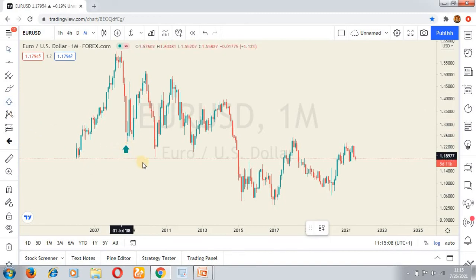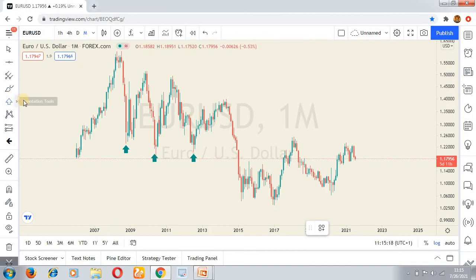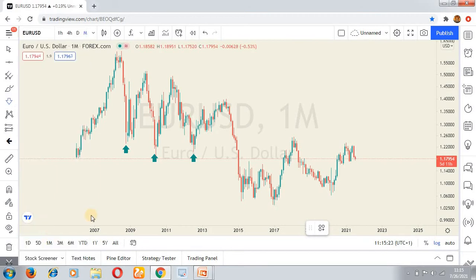Like I'm using the arrows, these are the major swings on the monthly time frame. This is not a swing. Let's get another arrow, a downward arrow. This is also a major swing. This is a major swing.